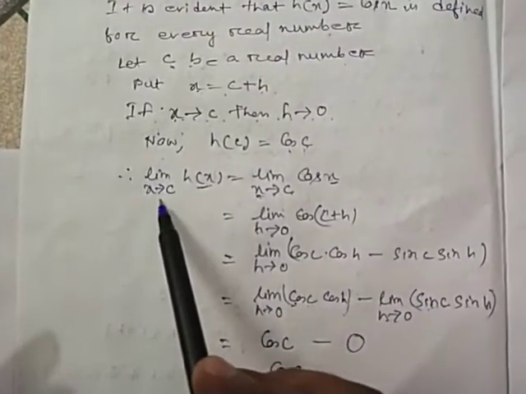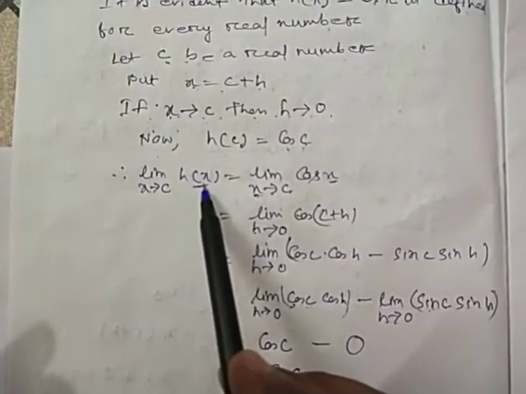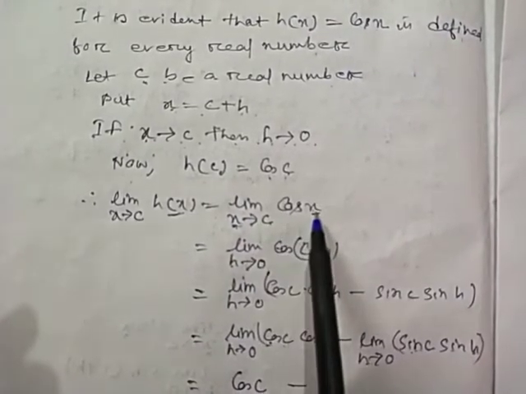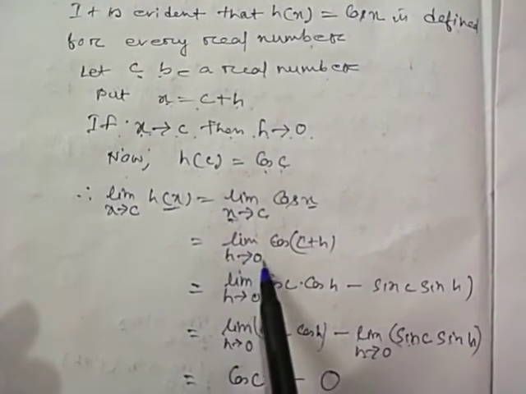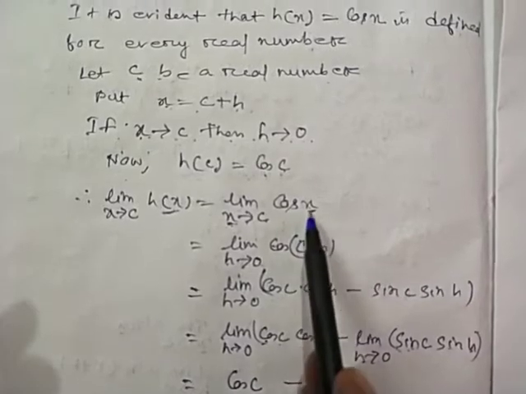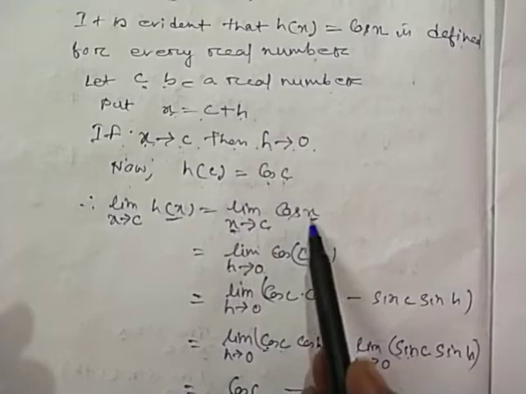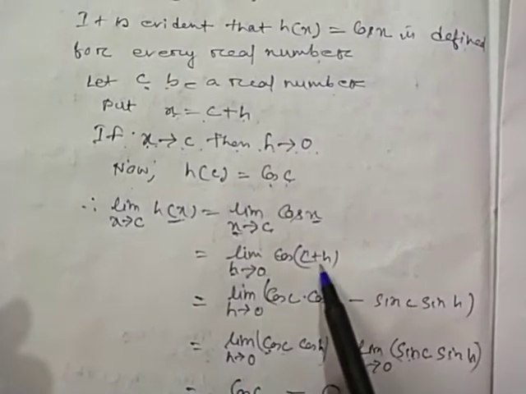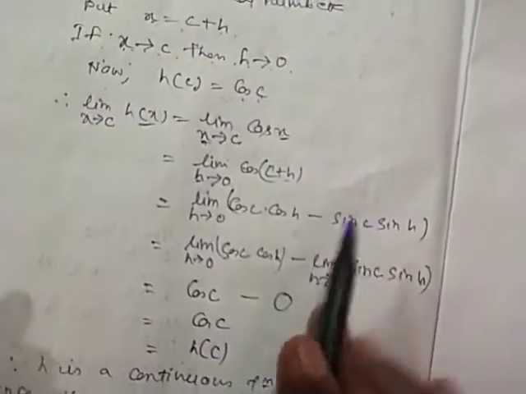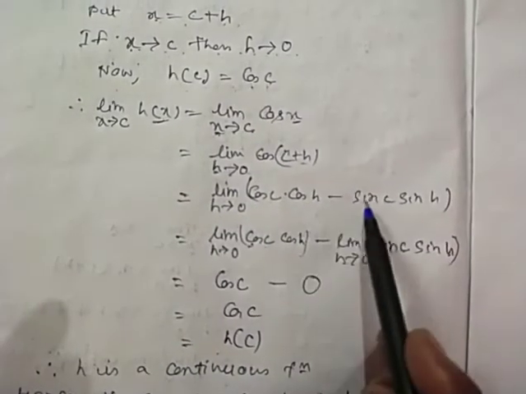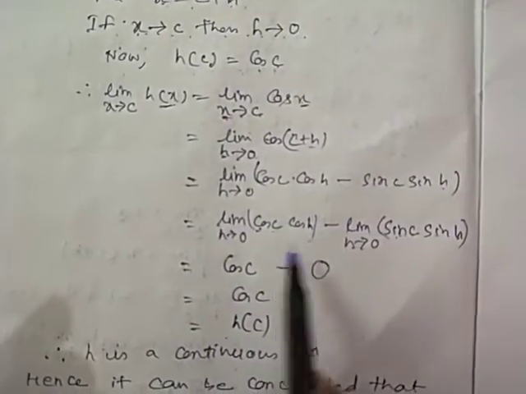Therefore the limit as x tends to c of h(x) equals the limit as x tends to c of cos x, which is the limit as h tends to 0 of cos of (c + h). Replace x by c + h, because when this is x, this is x, and when this is h, it must be in terms of h only. What is the formula? cos(a + b) = cos a cos b - sin a sin b. So separate these two terms.